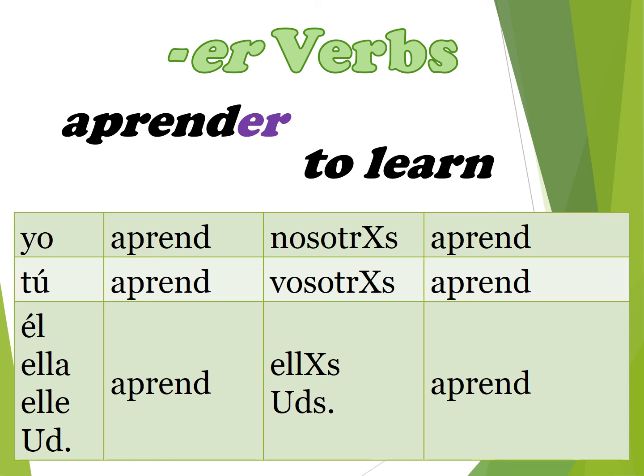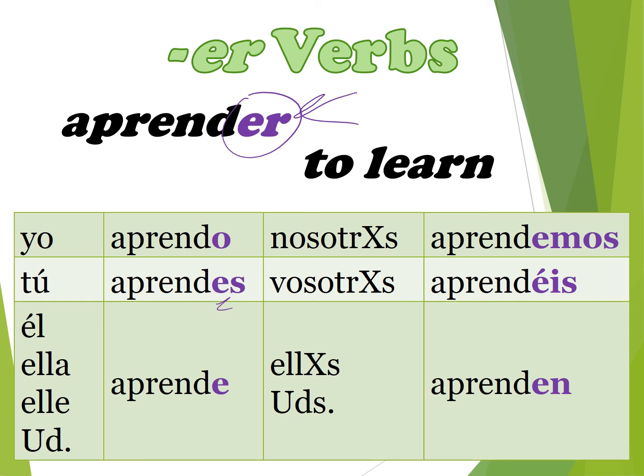Again, same concept. You have aprender, to learn. So the first thing you do is you take off that ER ending, and then you add your endings. So you end up with aprendo, aprendes, aprende, aprendemos, aprendéis, aprenden. So again, it looks very similar to AR verbs, except because it is an ER verb, we're going to use E's in our forms instead of the A.